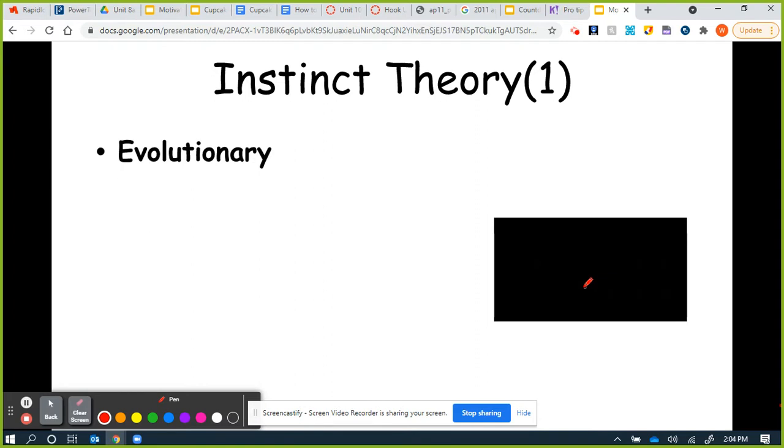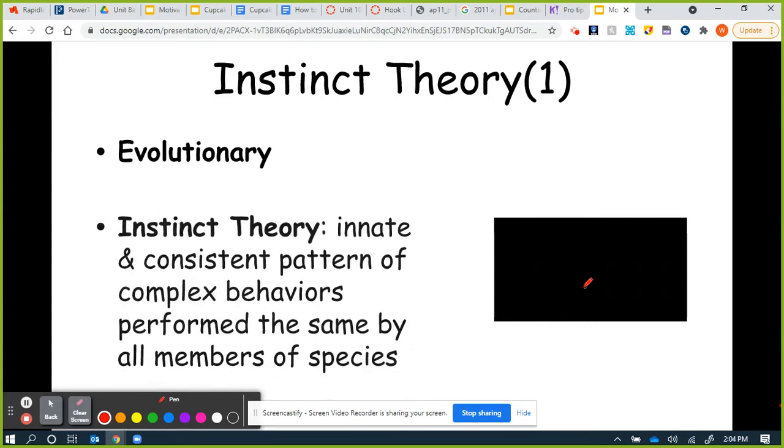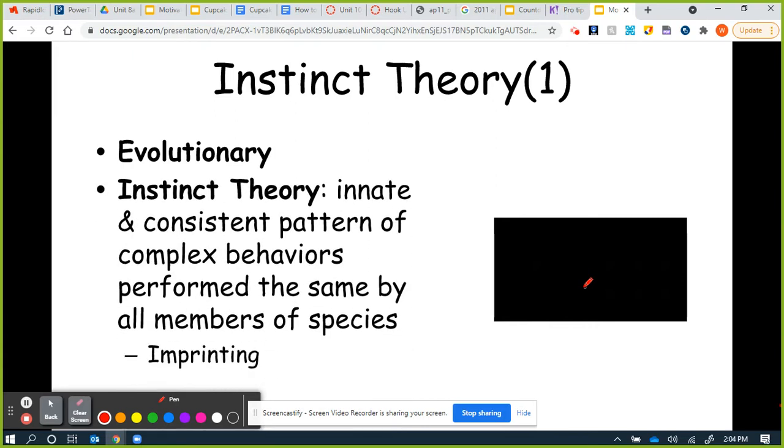All right, so the first one, which basically goes into the evolutionary perspective of behavior, is that not as much with humans, but other animals, right? A lot of what motivates other animals' behavior is just simply instinct. Okay, instincts are complex patterns of behavior that are innate, meaning they are inborn. They are patterns of behavior that are passed down, right? And they are performed the same by all members of a species.